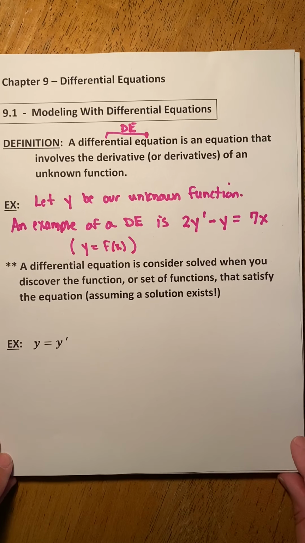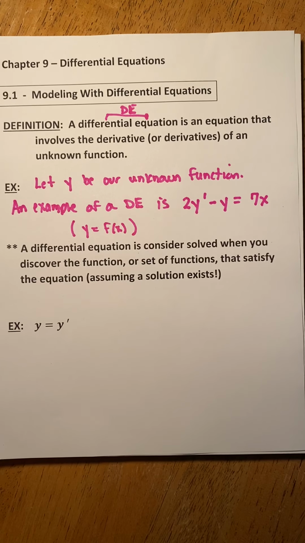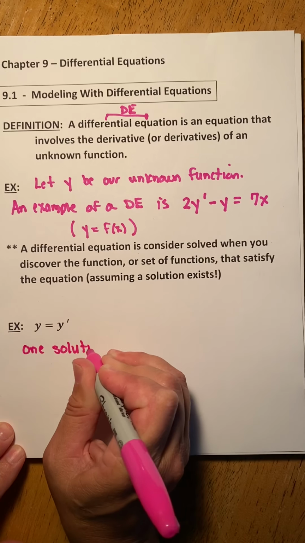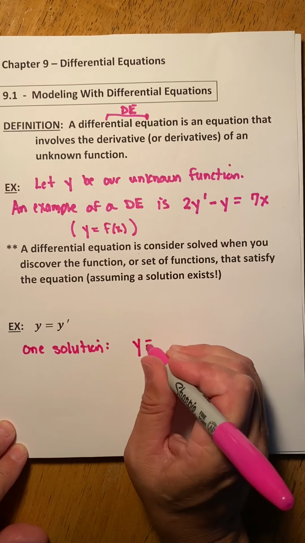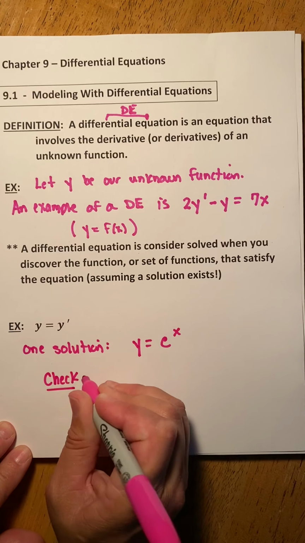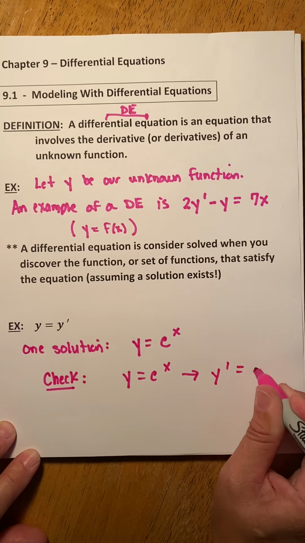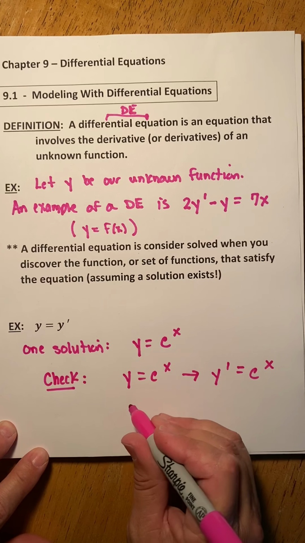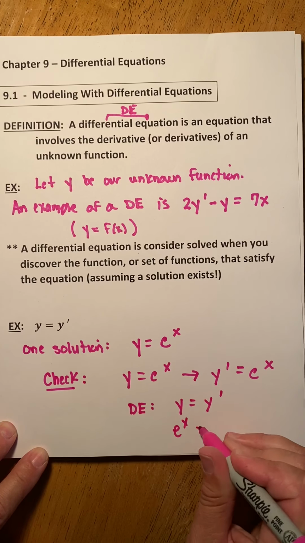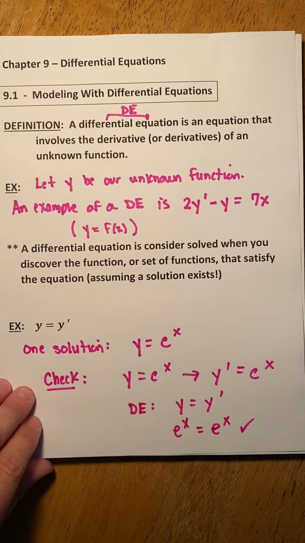So let's look at this differential equation, y equals y prime. That is, we're looking for a function y that equals its derivative. One solution is the function y equals e to the x. And we can always check. This is what's great about differential equations. We can check them. If y equals e to the x, then y prime equals e to the x, right? And our differential equation says, does y equal y prime? Well, y is e to the x. y prime is e to the x. So yep, it in fact solves this equation.